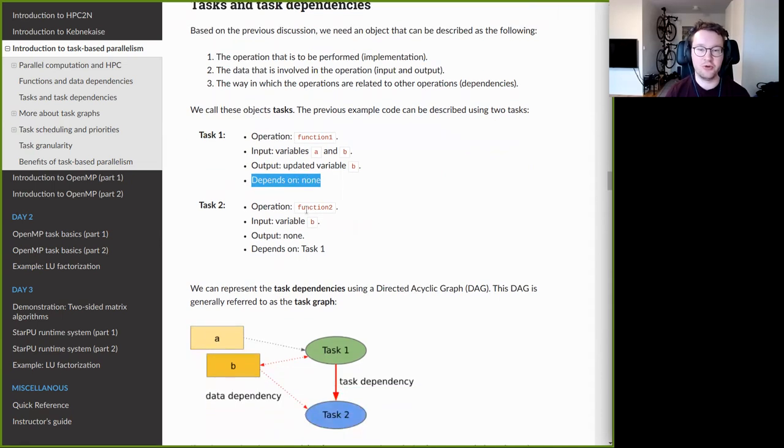Then we have task number 2, which is implemented by function 2. It takes a single variable, b, as an input. It doesn't produce any output, and it depends on task number 1. So it means task number 1 needs to be executed before task number 2 can be executed.